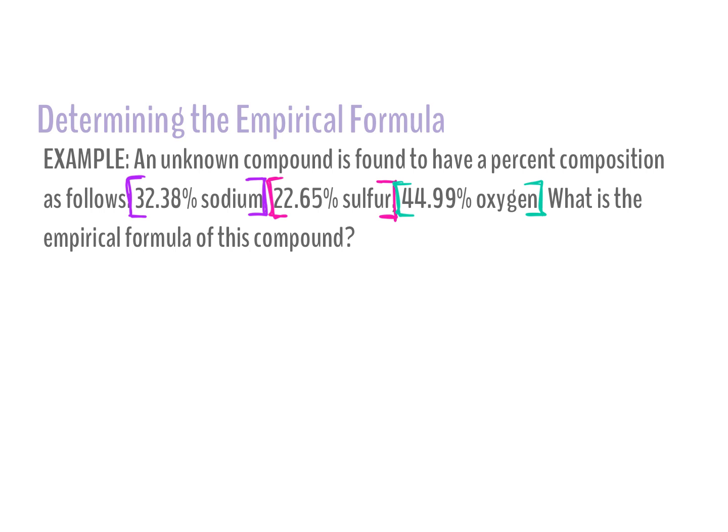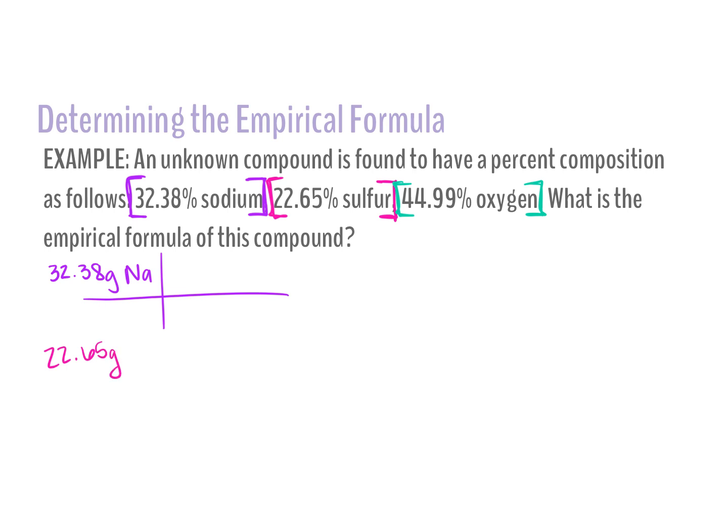So we're going to write each of them out, and we're going to just switch the percentage to grams, right? We're going to relabel them. The way I lay them out is like this: 32.38 grams of sodium, and I know I'm going to convert to moles, so I go ahead and give myself some room to do that.